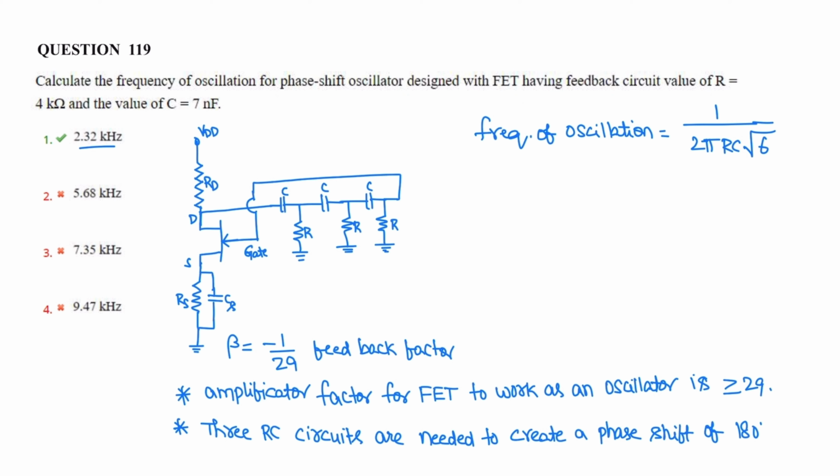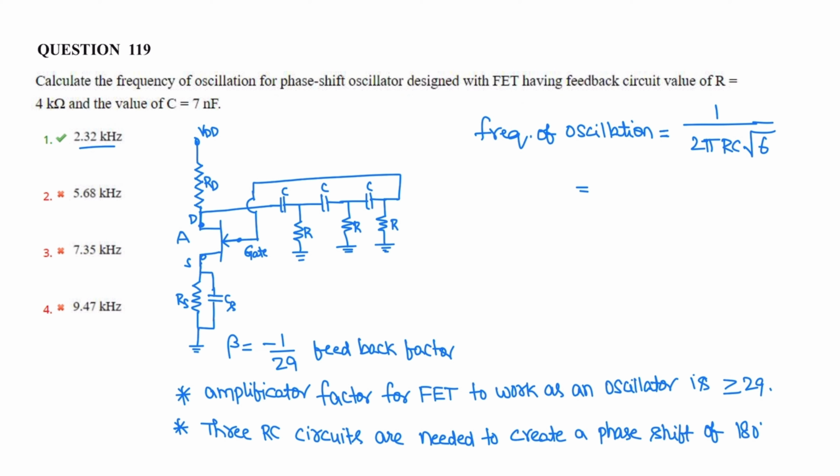minus 1 by 29. The amplification factor for the FET to work as an oscillator, that is the gain of the FET, for this field effect transistor with the three terminals, drain, source, and gate, should be greater than or equal to 29. And these three RC circuits create a phase shift of 180 degrees. So substitute the frequency of oscillation here at the resonant frequency.